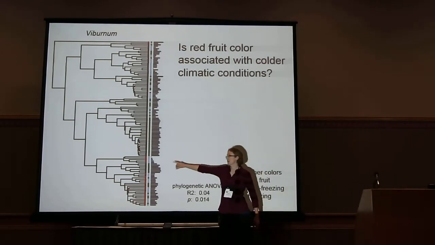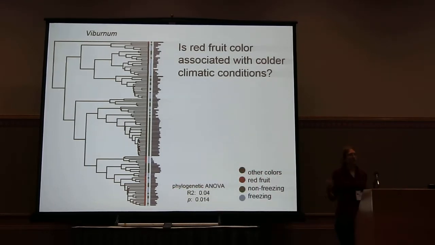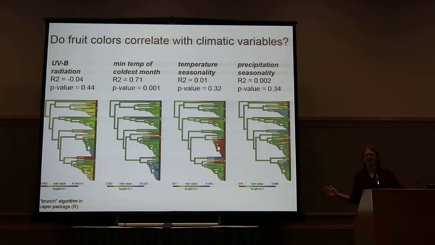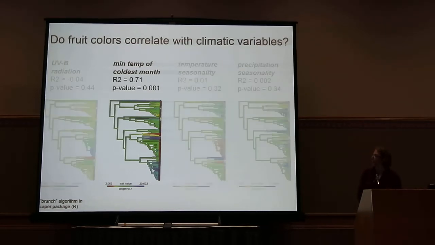It's really only in this clade down here where you see multiple transitions to red as well as transitions to cold climates. So we're currently in the process of expanding this out and testing other types of climatic conditions to see whether they correlate with fruit color. We looked at a couple different ones in Viburnum, and we see that really the only one so far that shows much of a correlation is this minimum temperature of the coldest month.